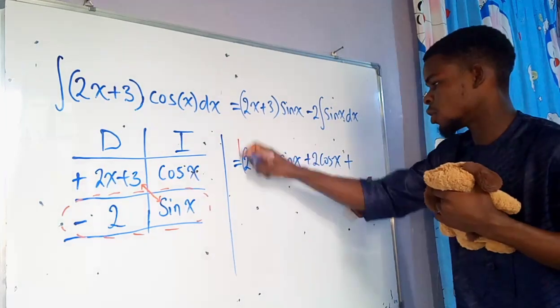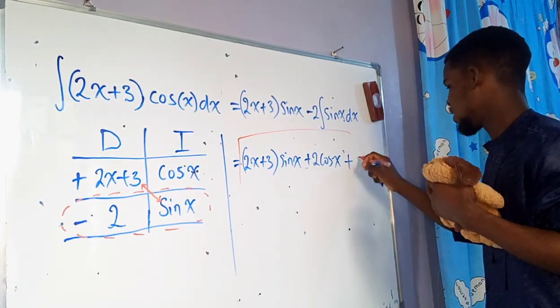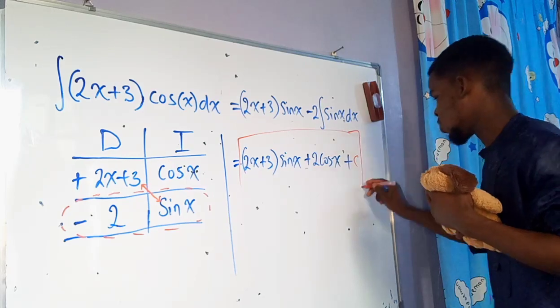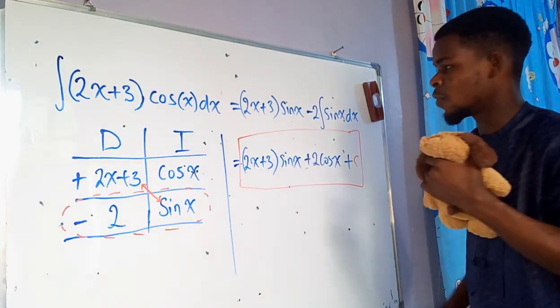So we can add an arbitrary constant. I didn't add it. Let me just add it. It's not 0, it's an arbitrary constant. It could be any constant at all. So this right here is the antiderivative of that function over there.